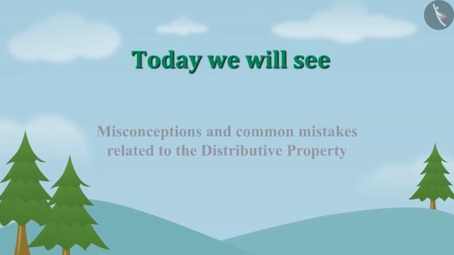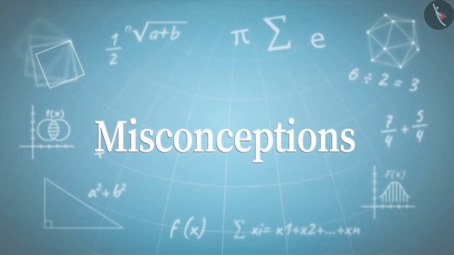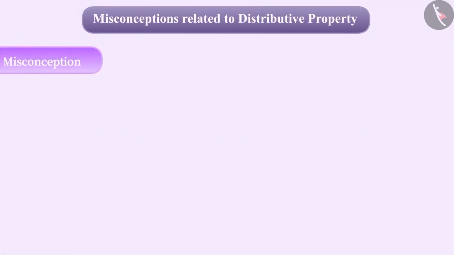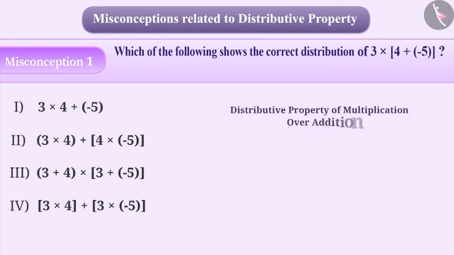Today we will see misconceptions and common mistakes related to the distributive property. Misconception 1. Which of the following shows the correct distribution of 3 multiplied by 4 plus -5? Often, the distributive property of multiplication over addition can be used incorrectly.